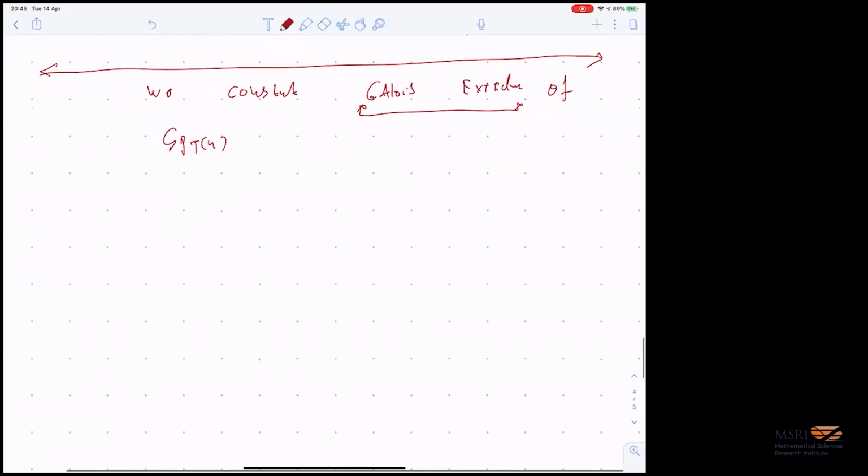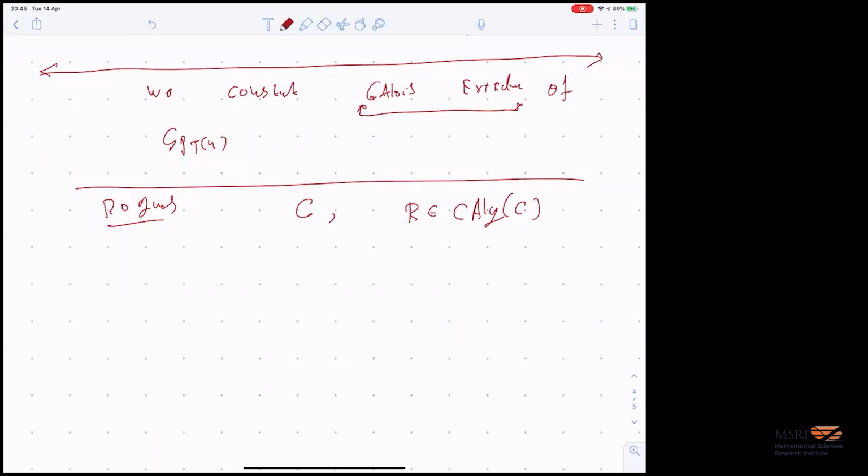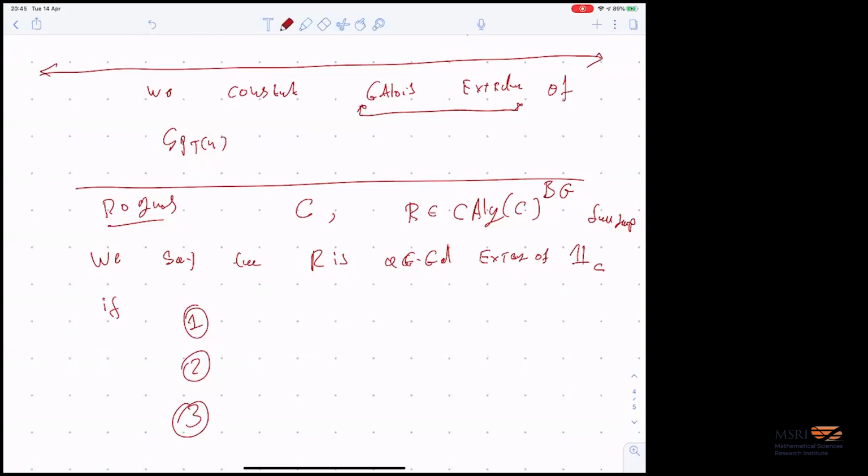So what are Galois extensions? This is a very nice definition due to Rognes. The idea is that you have some stable infinity category C, and you have some ring R in it, a commutative algebra in it, with an action of some finite group. So I'm going to write it this way: G is a finite group. So we say that R is a G-Galois extension of the unit of C if, there are three conditions. The first one is that the map from the unit to the fixed points of the action is an equivalence.